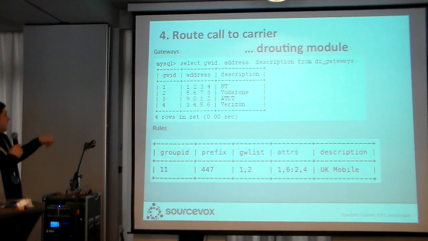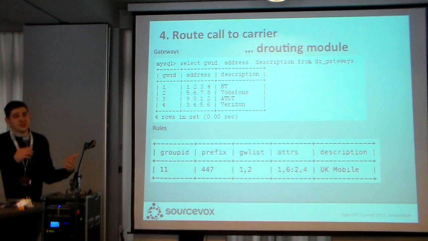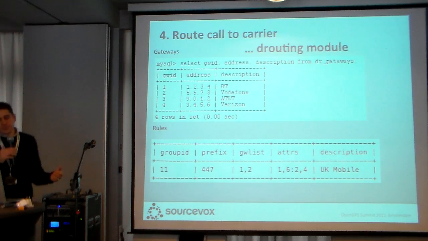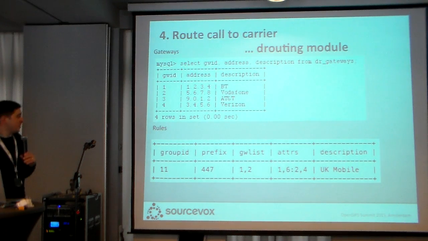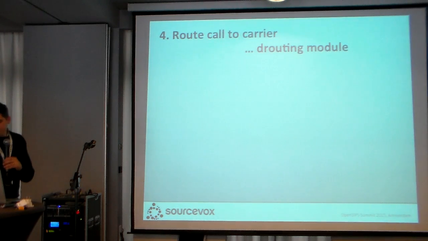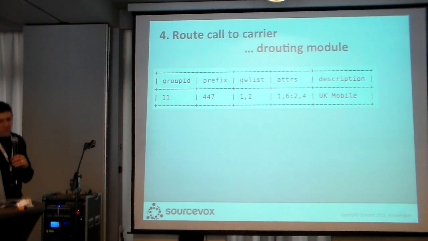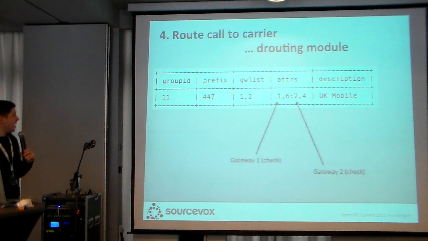Gateway 1 is BT and gateway 2 is Vodafone. So out of the box, the default operation of this module will be to try BT first, and if that should fail, then send the call onwards to Vodafone. And then we have some attributes which we can use, I'm going to demonstrate how we can use later. Demonstrate what they mean now.